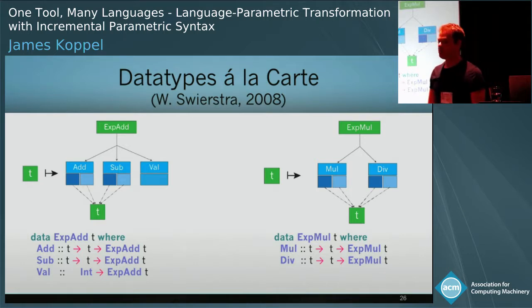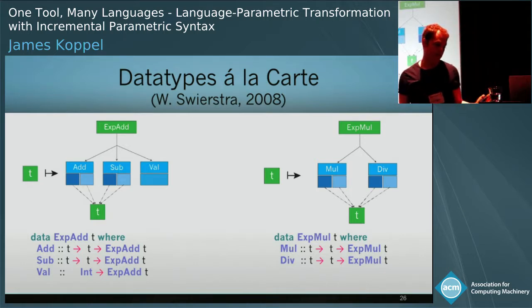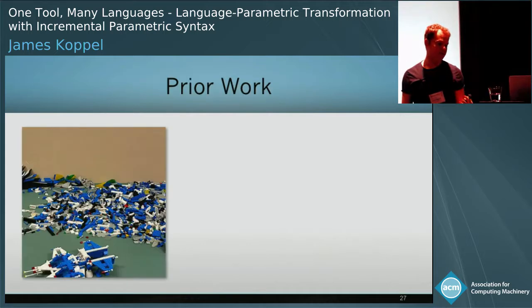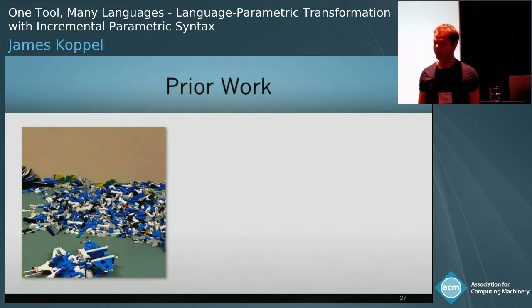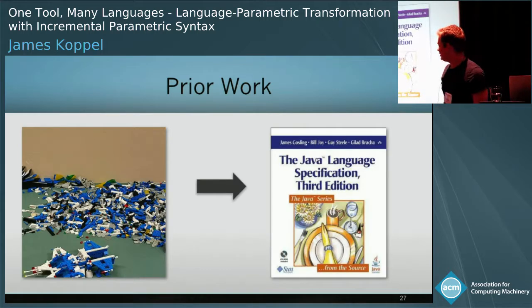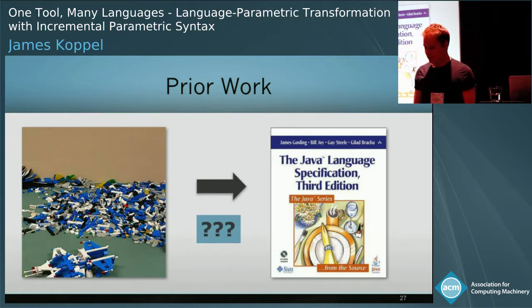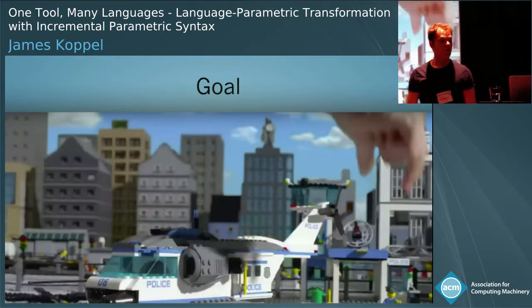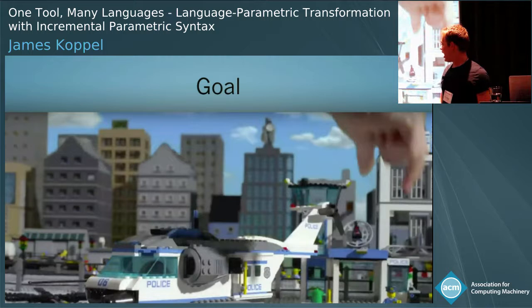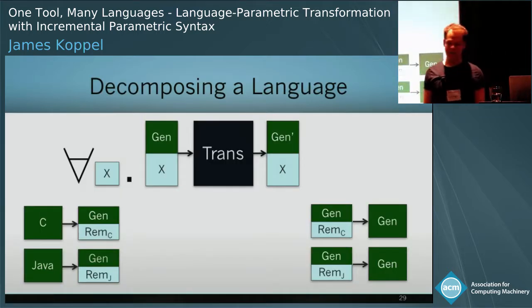And now we can build up a bunch of these different language fragments and put them together. So this prior work gets us to a giant pile of Legos for different language fragments. Somehow, from these Legos, we need to build Java. So I don't really want to do that. Instead, what I'd rather do is start with an existing language definition that someone else has built, and just reach in and make small changes, so replace a few parts. And that's what we do.